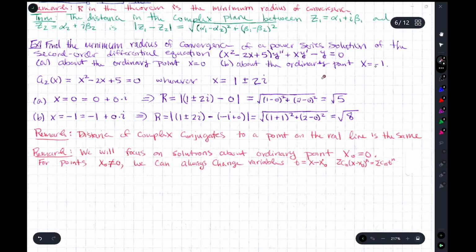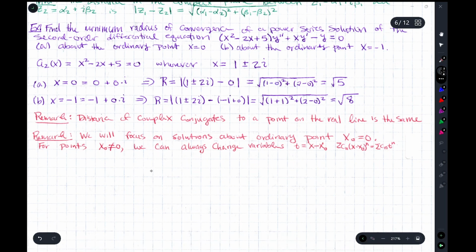Now what about the ordinary point x equals negative 1? Well, x equals negative 1 expressed as a complex number is this, and you apply this formula again to get the square root of 8 for the radius of convergence. Here, when I write plus or minus, the reason is that the distance is the same, and let's take a quick look at why.